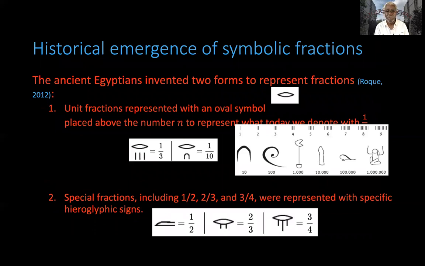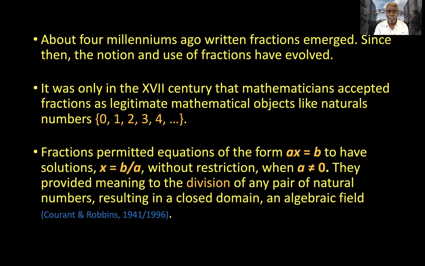So the ancient Egyptians had two forms of writing fractions. One was for writing unit fractions, where they used their symbols for integers with an oval above it. So here we have 1/3. The oval is above the hieroglyphics for 3. And then there were special fractions that had their own hieroglyphic symbols, 1/2, 2/3, 3/4. So those were invented about 4 millennia ago.